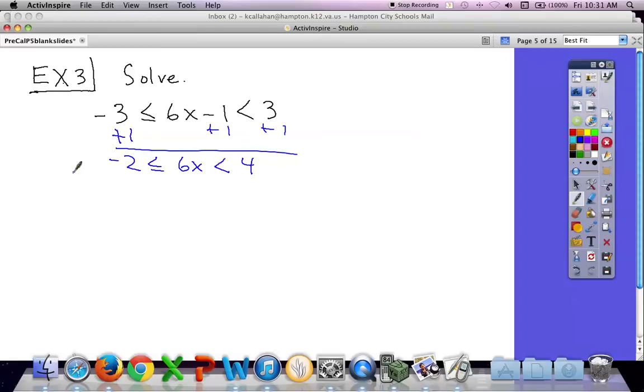Okay. So whatever you do to the middle to get rid of something that's with the variable, you've got to do it to all three parts. Right? Now divide by 6. Negative 1/3 is less than or equal to x is less than or equal to 2/3.